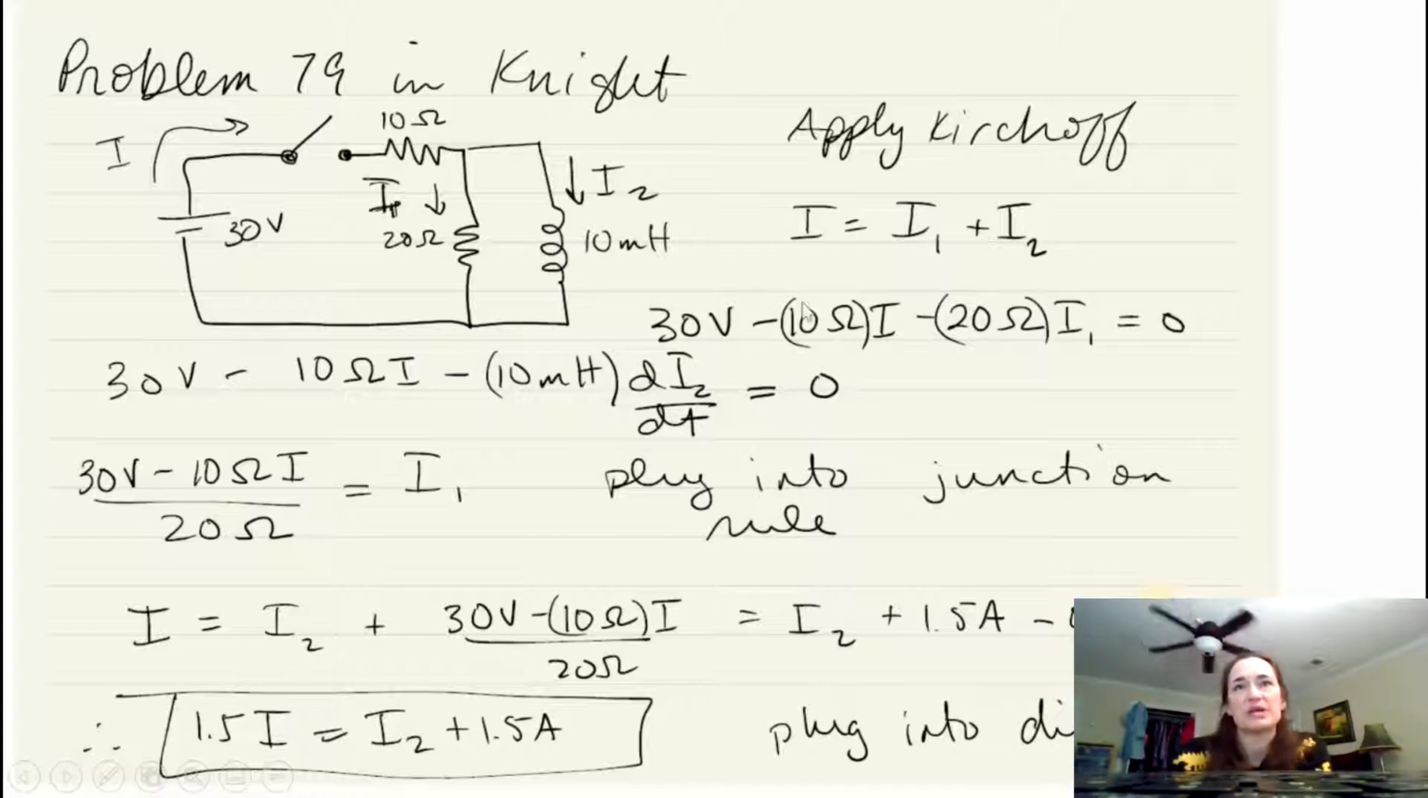Okay, now I've got to pick loops. The deal is that I need the same number of equations as I have unknowns. Now, I've already identified my unknowns here. In this particular problem, my unknowns are my currents, and there's 3 of them.